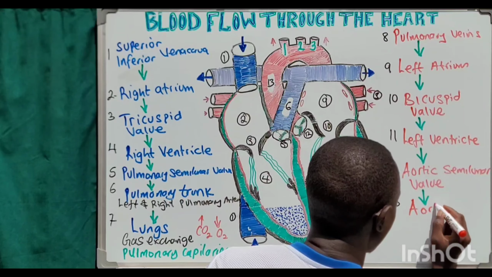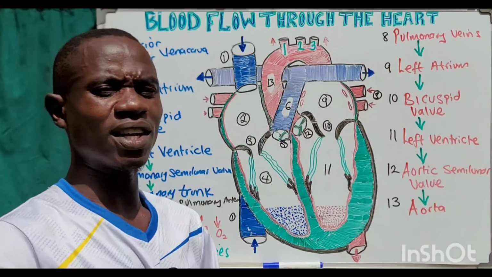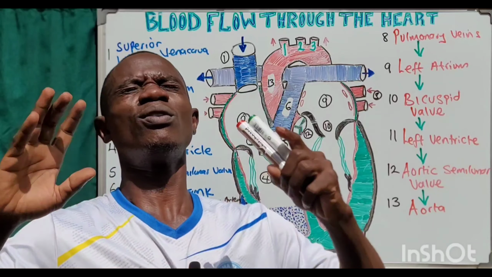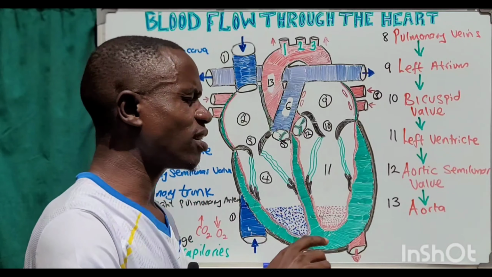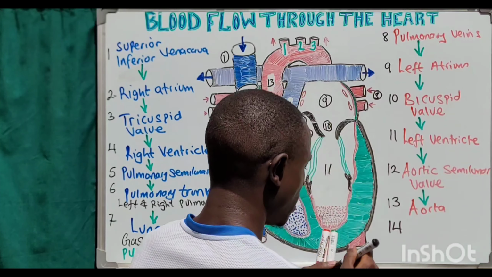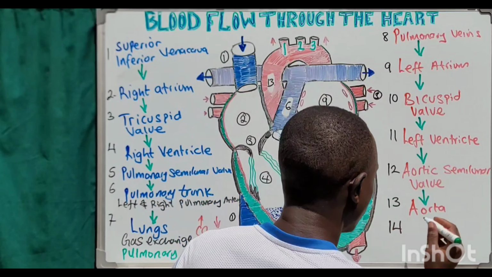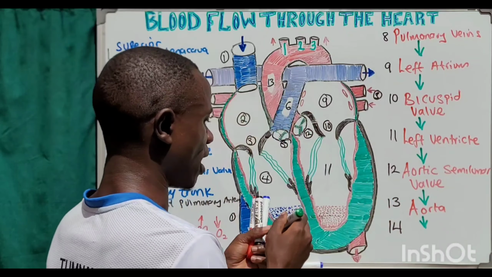This blood, which is now fully oxygenated, leaves the aorta. The aorta supplies all body tissues. Blood from the aorta is supplied to the entire body. From there, our last step, step number 14, is that this blood, which is fully oxygenated from the aorta, will now go to the entire body.